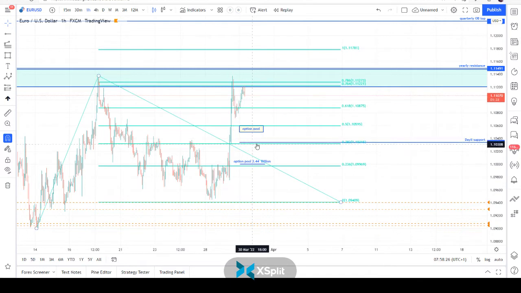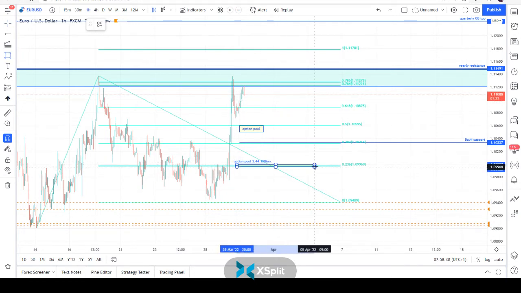This is a nice confluence here with the daily support together with the 38.2 right there. And that's not random. Things are not random in the market. And there you have another perfect confluence together with the 236 fib and the 2.44 billion pool.